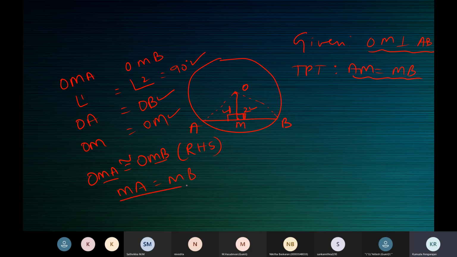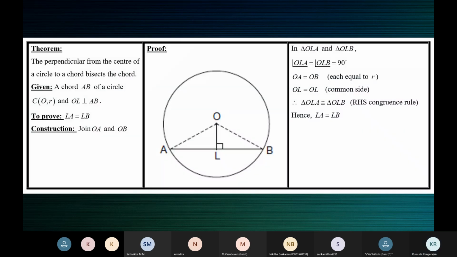So if MA is equal to MB, that means M is the midpoint of AB. That means OM bisects AB. The perpendicular OM bisects AB. Clear, children?